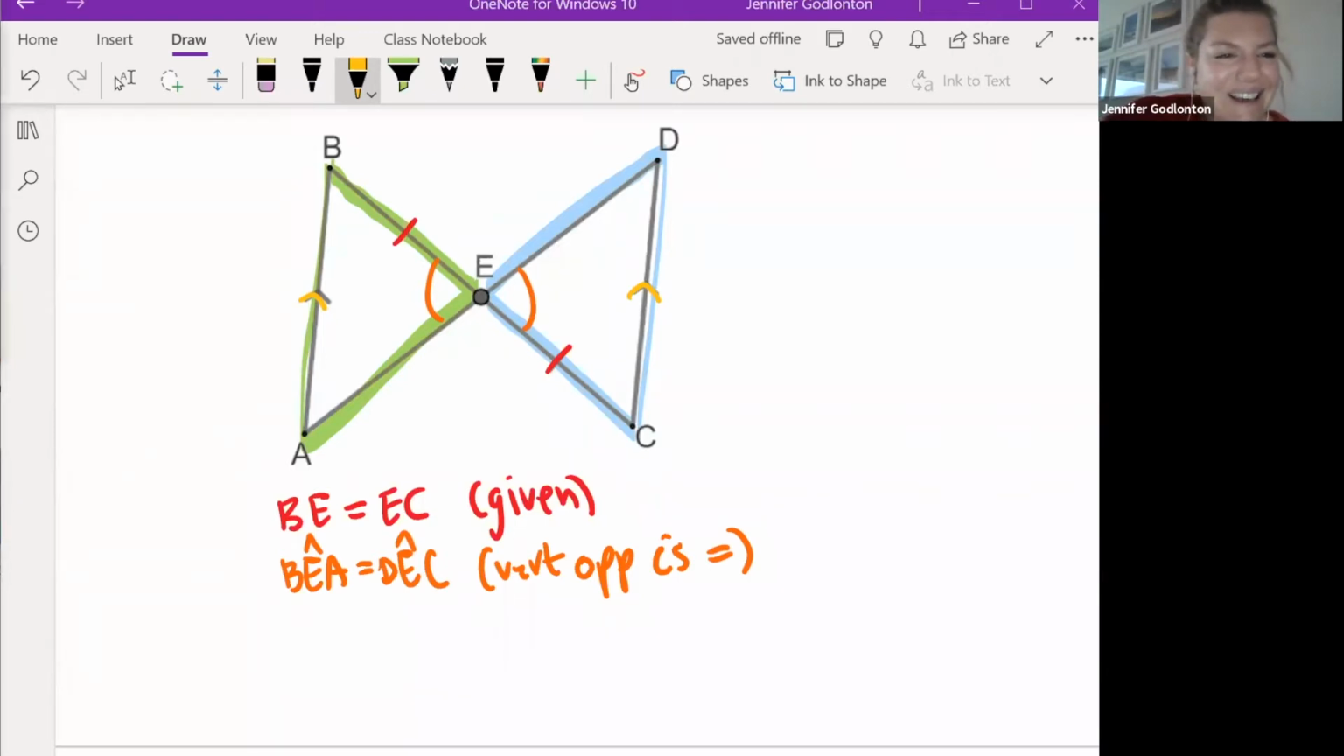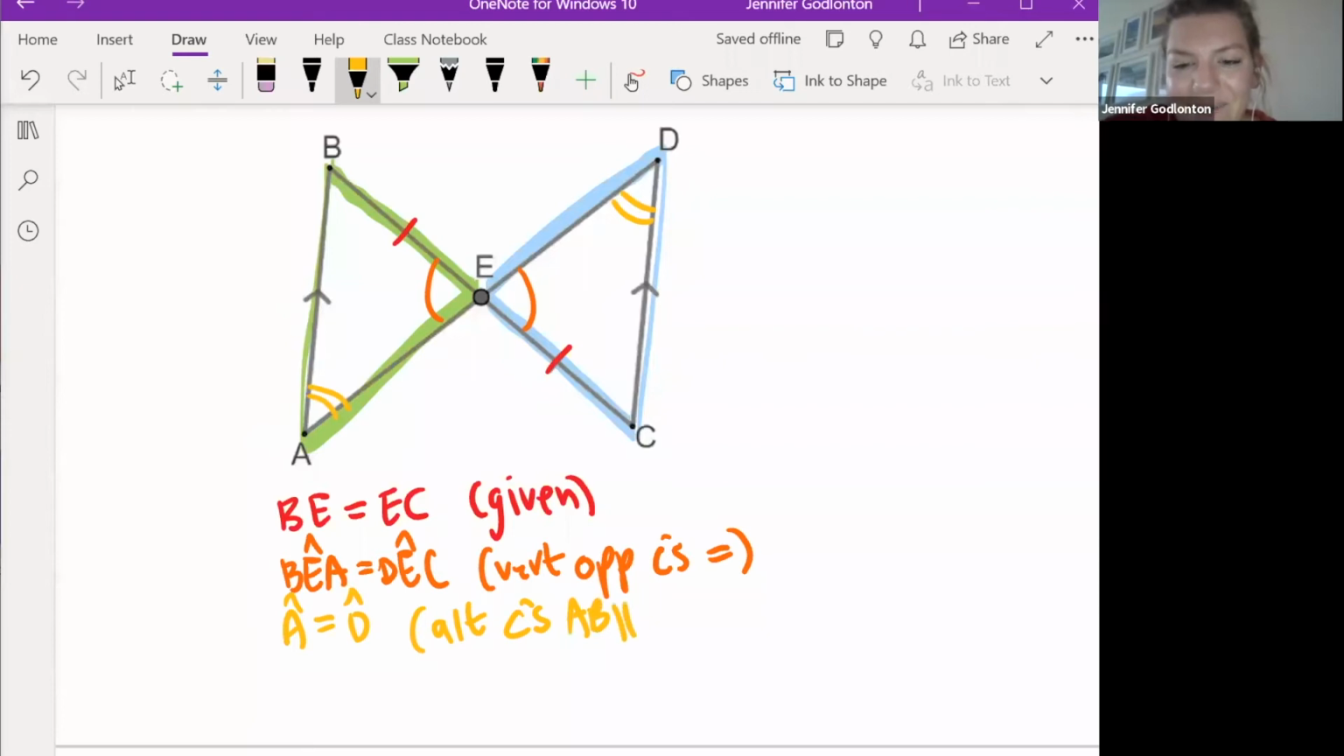Let's see. Fatu, can you tell me a third thing that these 2 triangles have in common? Angle A is equal to angle D. Why? Because of alternate angles. AB is parallel to CD. Yes. Those 2 angles are equal because they are alternates.